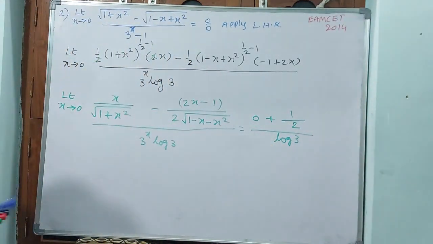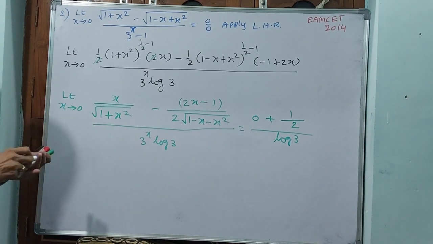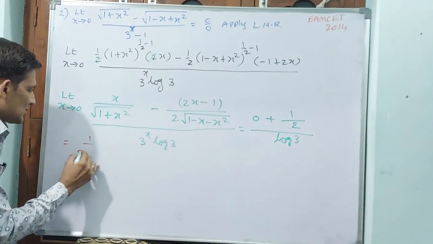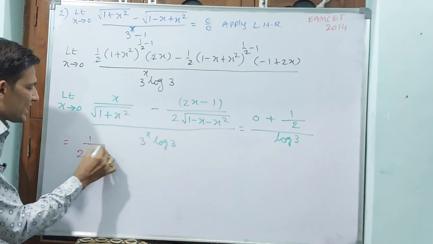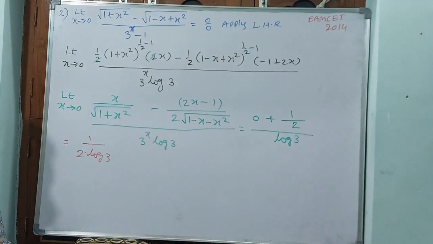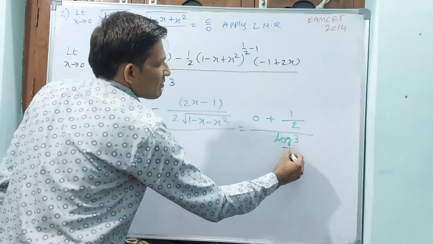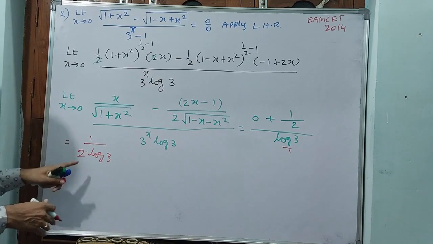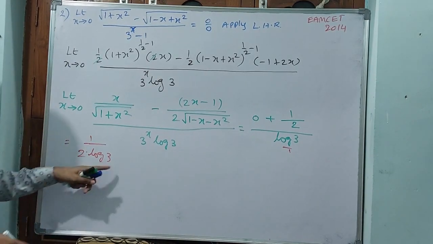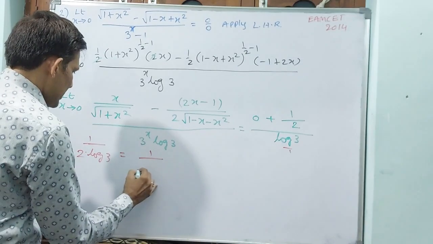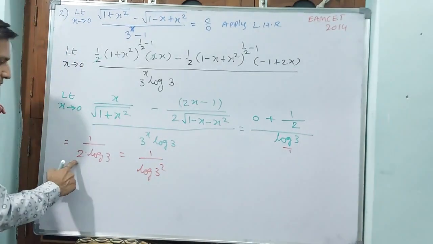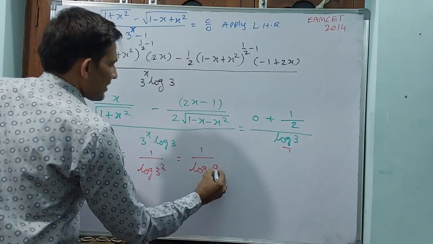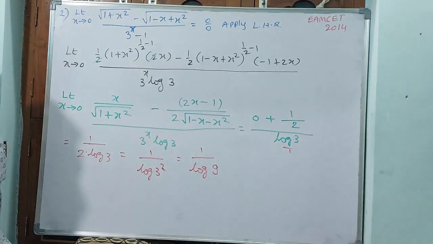Now wait, why? Because still we can modify this. You see how I am writing. 1 by 2 by log 3. Shall I write like this? That means here, log 3 by 1 is there, like you think. 1 by 3 by log 3 by 1 means automatically 1 by 2 into 1 by log 3. Shall I convert this like this? You see, 1 by log 3 square. Shall I convert like this? 1 by log 9. 1 by log 9 will be your answer.